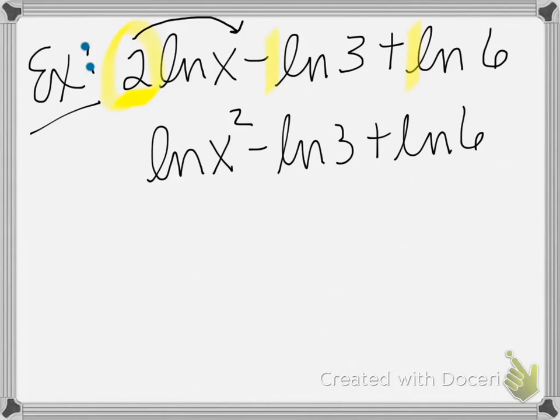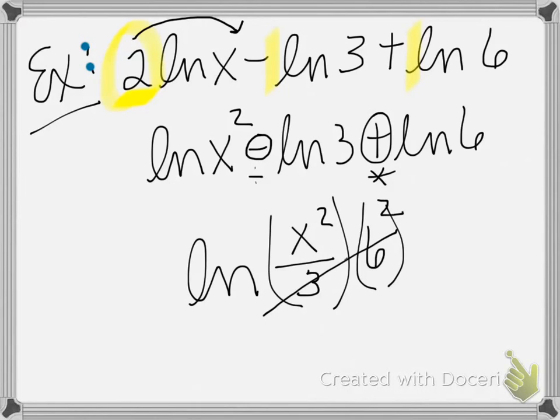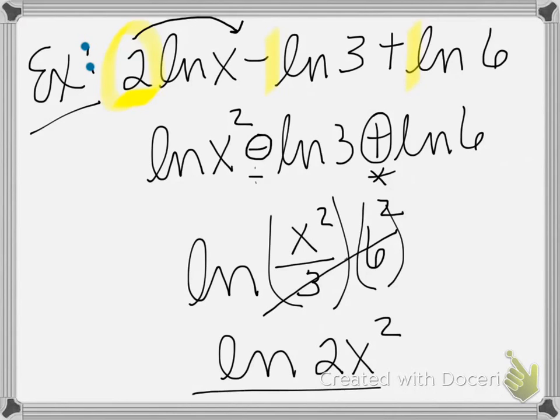I like to do more than one step so I don't make any confusing errors. The subtraction becomes division. The addition becomes multiplication. So this becomes ln of x squared divided by 3 times 6. And I can simplify a little bit here because 3 goes into 6 twice. So I have ln 2x squared. And that's condensed because it's one single logarithm.